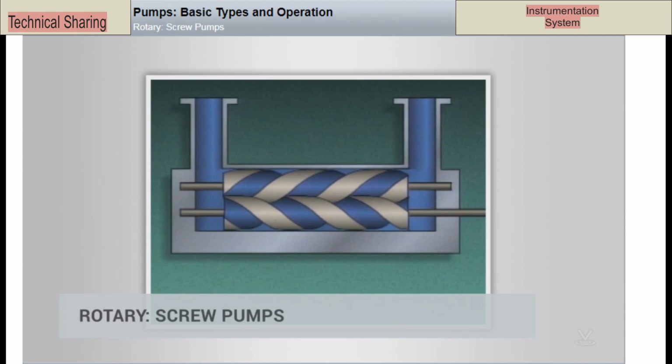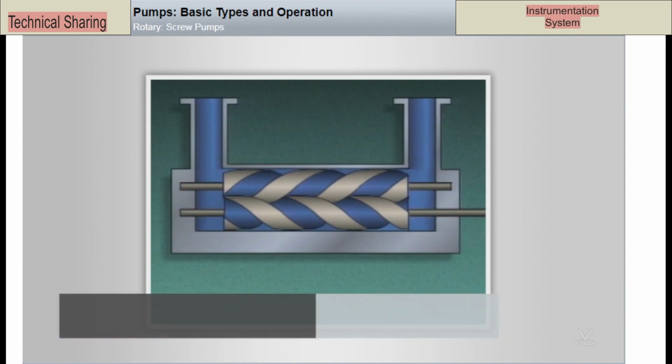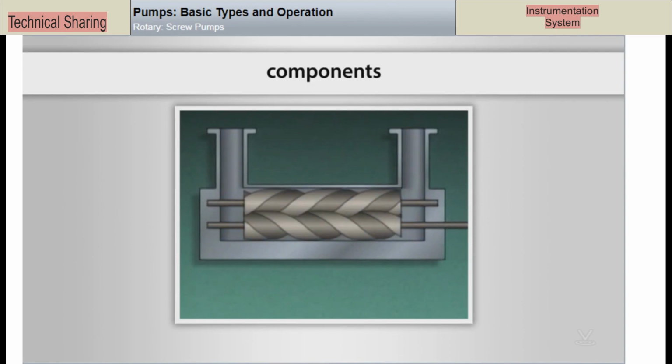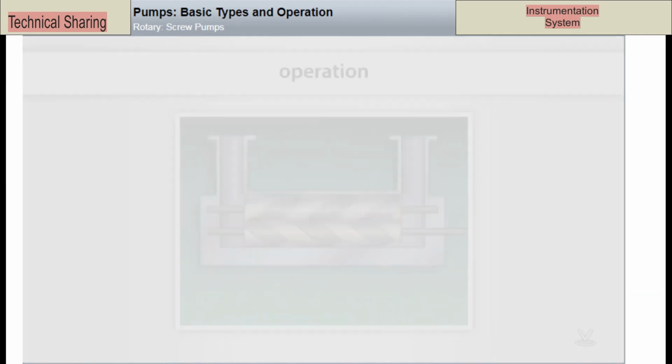Rotary screw pumps. Another type of rotary pump is a screw pump. Components. This pump uses screws to create the rotary motion that displaces the liquid. This pump consists of a casing with a suction port and a discharge port. Inside the casing are two screws. One screw is the driver and the other is an idler screw.